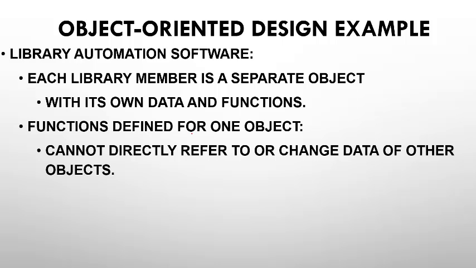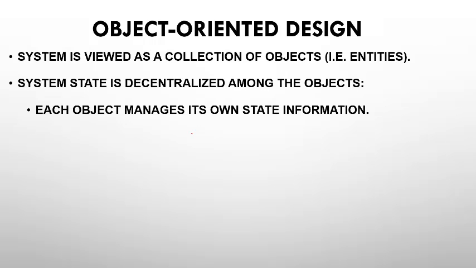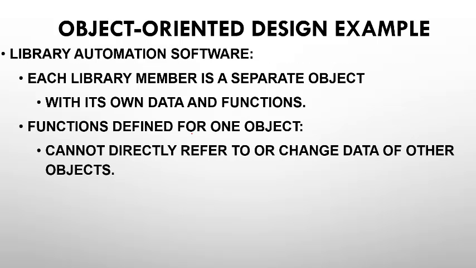Since there is no shared data in the system, the data is stored in each object. For example, in a library automation software, each library member may be a separate object with its own data and functions to operate on the stored data. The methods defined for one object cannot directly refer to or change the data of other objects.